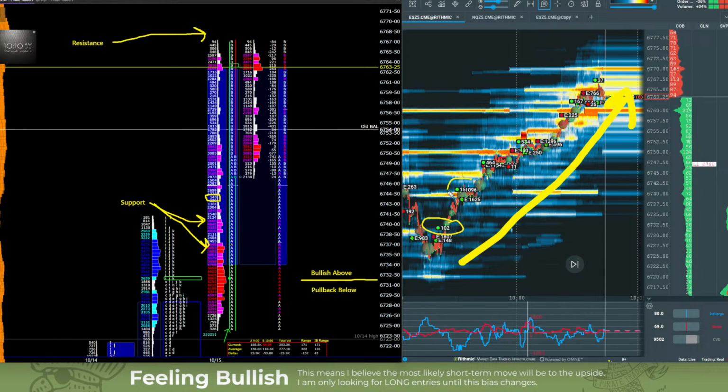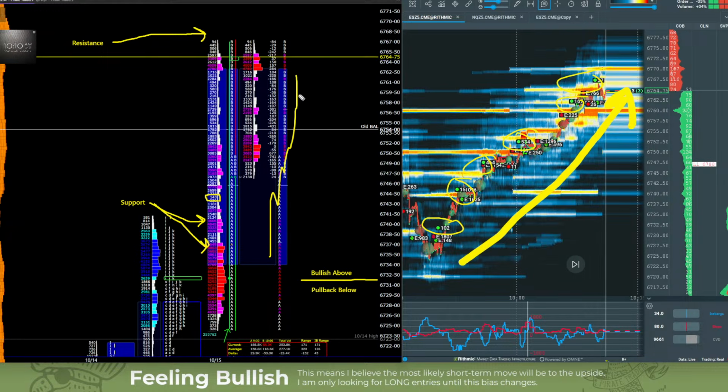It's just stops getting taken out the whole way. They are just hunting for sellers they can squeeze. And the fact that we just squeezed a few more at the high means we're going to get another poke.